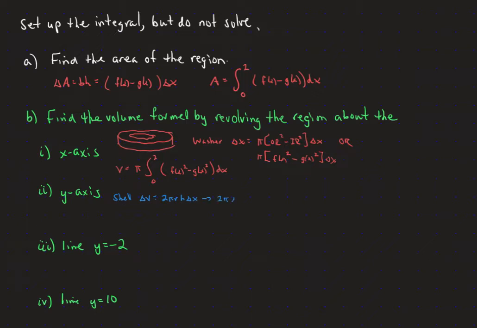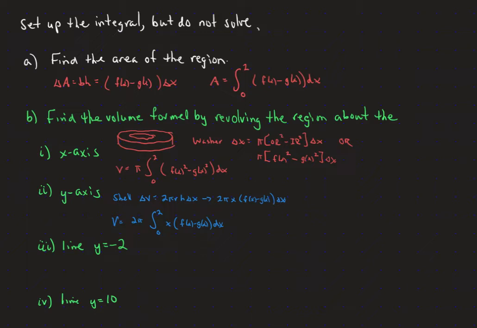So it's going to be 2 pi, x is the radius, and the f of x minus g of x is going to be our height. So our volume will be given by 2 pi integral from 0 to 2 of x times f of x minus g of x dx.